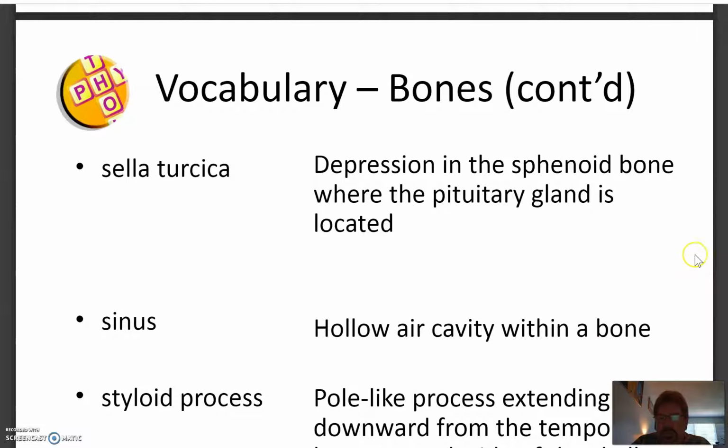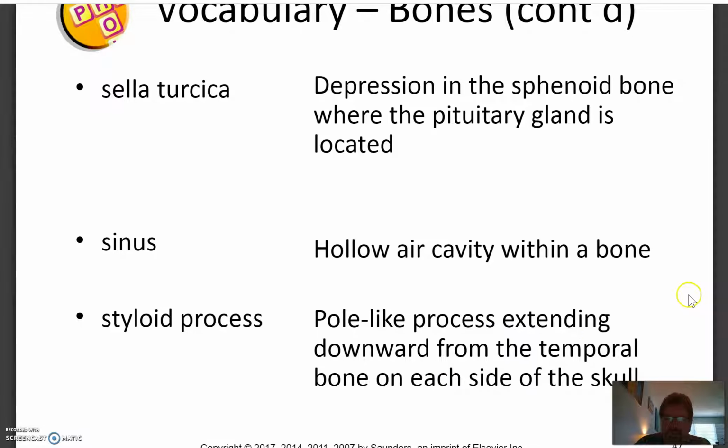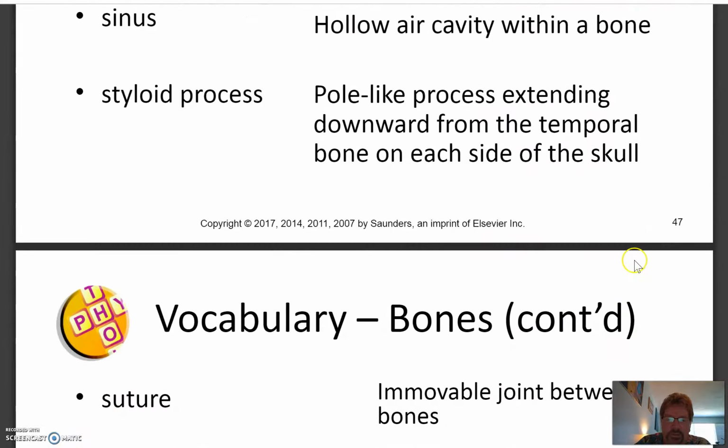We're going to finish up our section on bones and skin. We mentioned this: sinuses, hollow air cavities within a bone. Styloid process, a pole-like process extending downward from the temporal bone on each side of the skull. There are little thin muscles attached to them.